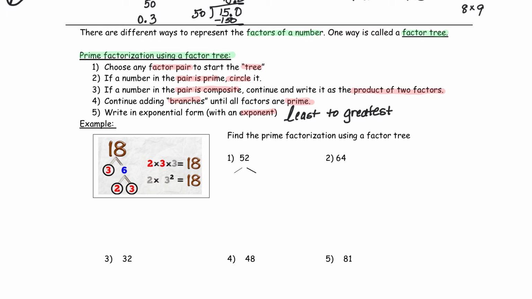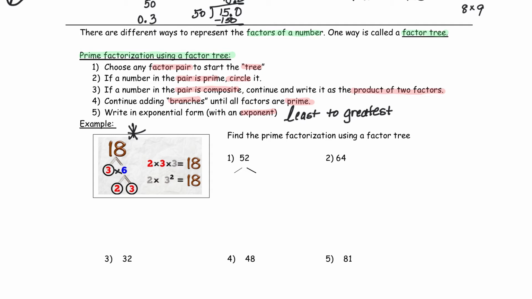So let's take a look at the first one here. Well, actually, let's look at the example first. Here's the example, 18. Now notice, they picked 2 numbers. They picked 3 times 6. You could also pick 2 times 9, and that's going to get you the same prime numbers in the end. You will have the same exact answer.